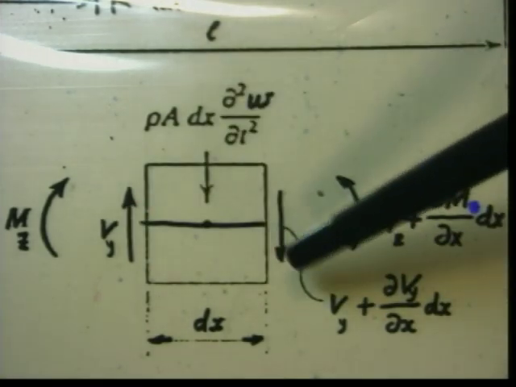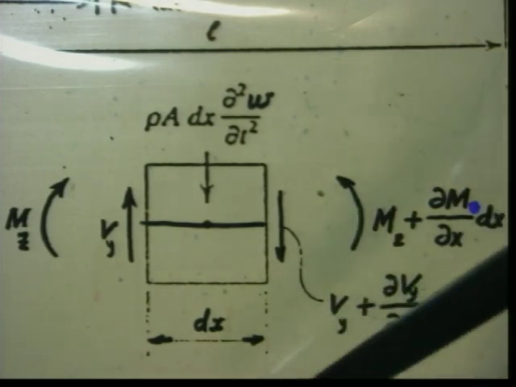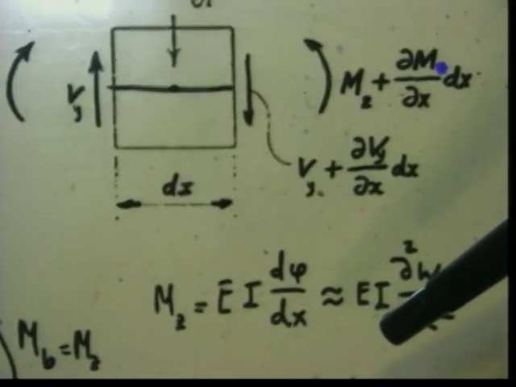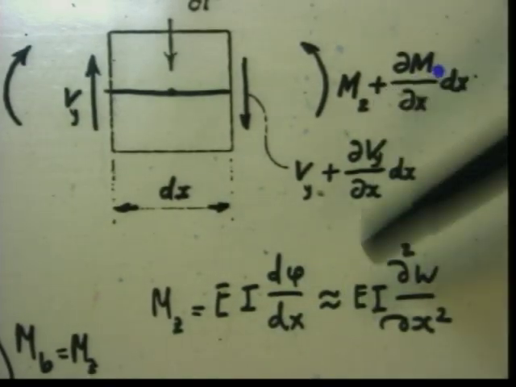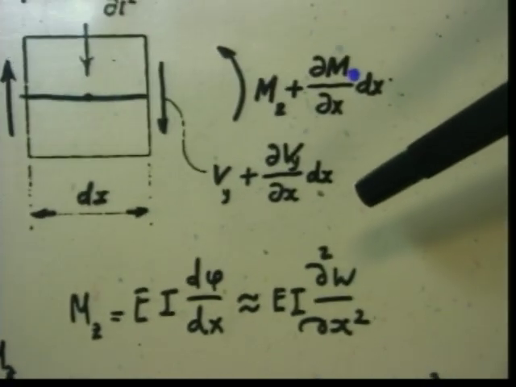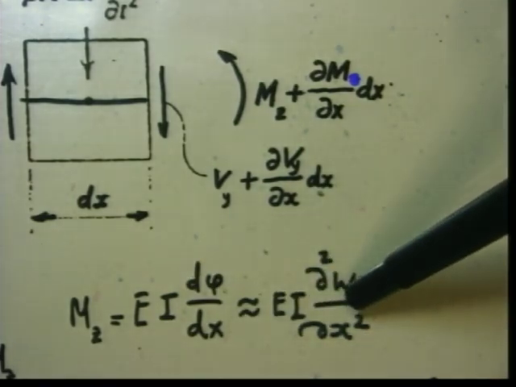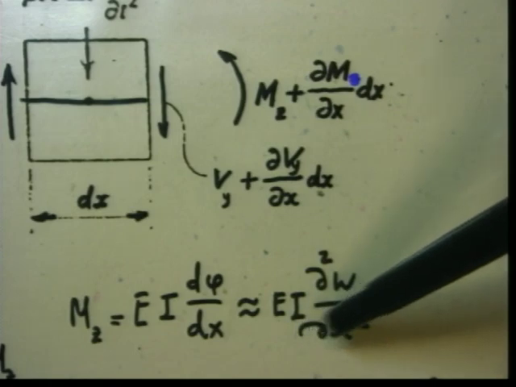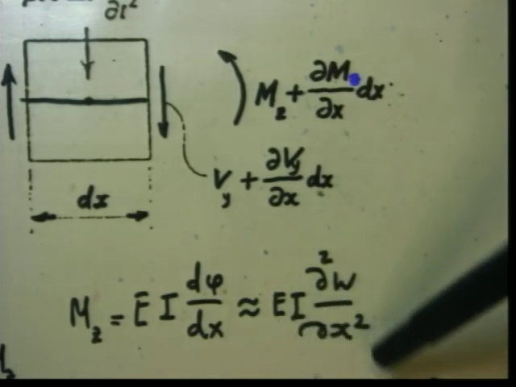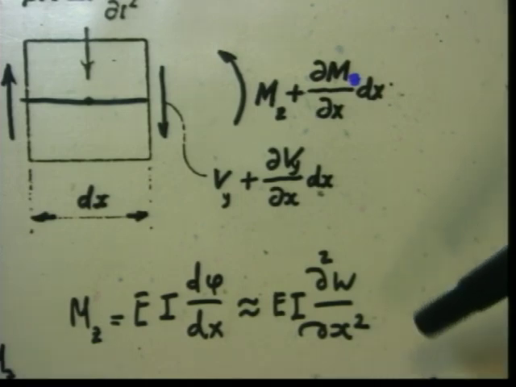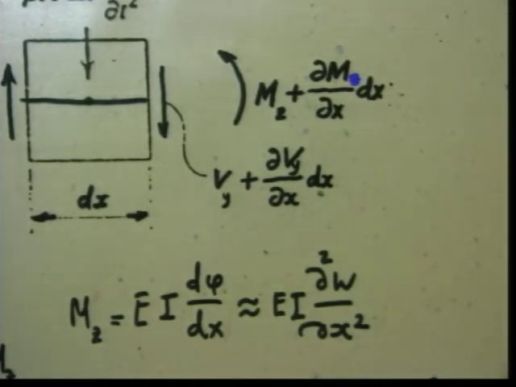This is Vy, this is Vy plus dVy/dx. Now, the thing that I said we are taking from strength of materials without proof, but that was proven to you several times actually: moment is connected with the displacement. That is EI times the second derivative of w with respect to x. E is the modulus of elasticity, please write down. I is the moment of inertia.